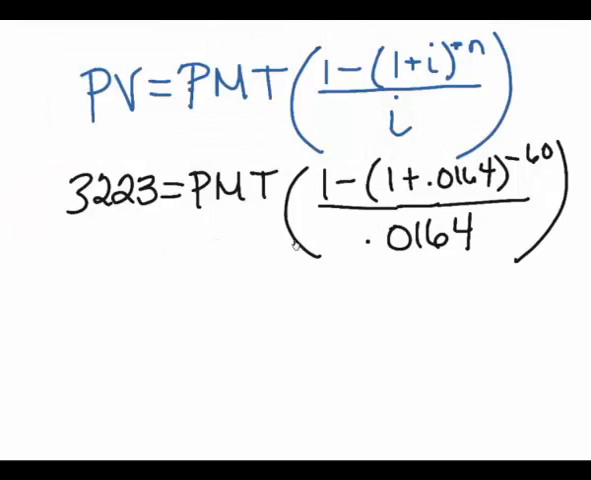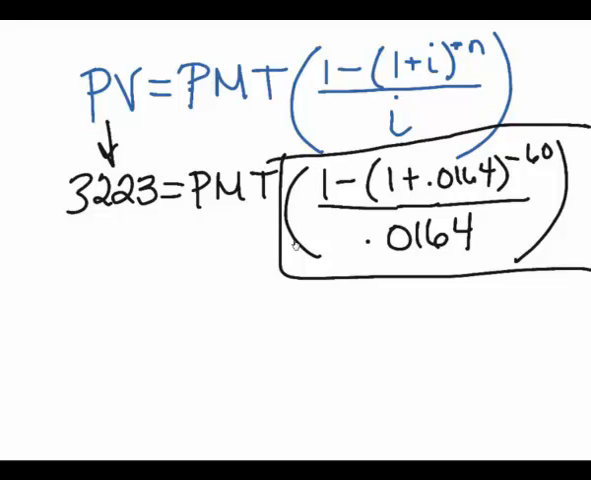Okay, so I wrote down the formula, and then I filled in everything that we knew. We knew that this was your present value of your annuity. That's your present value of the loan that you want to take out. Your I is 0.0164. You're doing it over 60 payments, so it's negative 60. And so what you can do, you guys, is you can figure this out right here, because there is no unknown quantity there. So go ahead and type that in your calculator very carefully and see what you come up with.